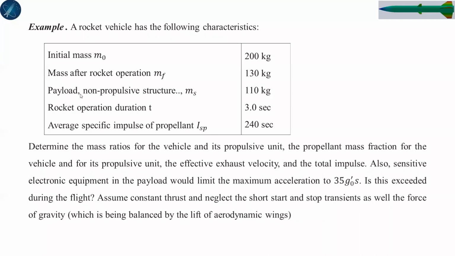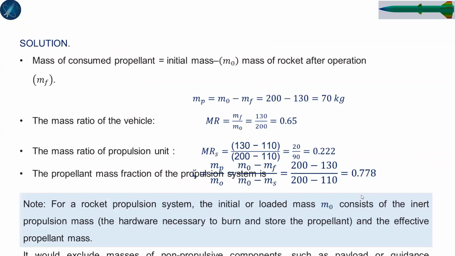So these are given parameters. Initial mass, mass after rocket operation, that means the dry mass. MF means dry mass. M naught is wet mass. Again, pilot and the structural mass, MS is given. Duration is given. ISP is given. What we are required, and the acceleration of the rocket is limited to 35 G naught. So this is very high acceleration. That means 35 times the acceleration of the Earth's gravity. So these parameters are given.